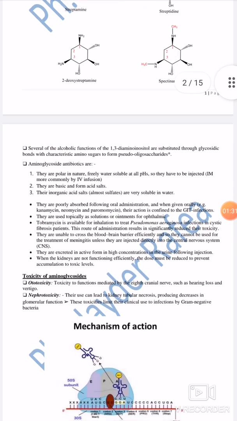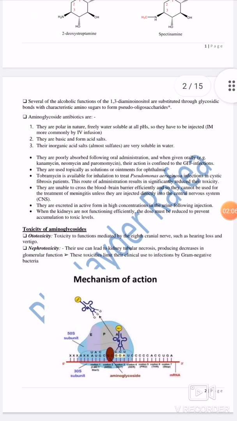Several of the alcoholic functions of the 1,3-diaminoinositol are substituted through glycosidic bonds with characteristic amino sugars to form pseudo-oligosaccharides. Aminoglycoside antibiotics are polar in nature and freely water soluble at all pH, so they can be injected IM, more commonly by IV infusion, and they are basic and form acid salts. They are inorganic acid salts, almost all sulfate, and very soluble in water.